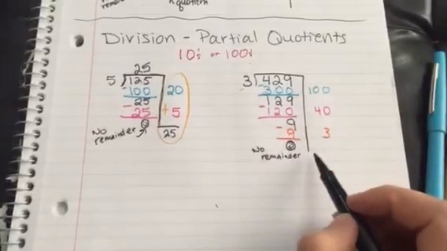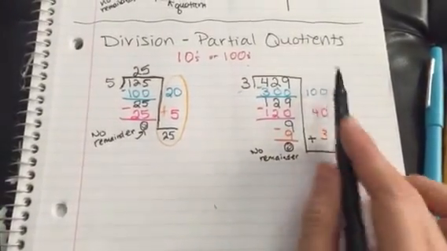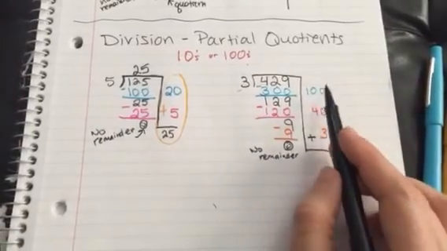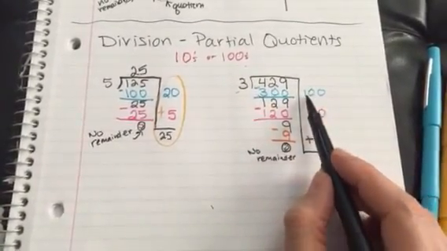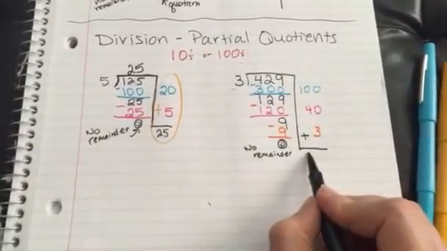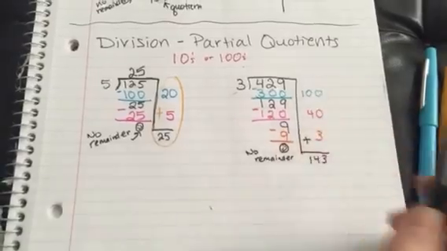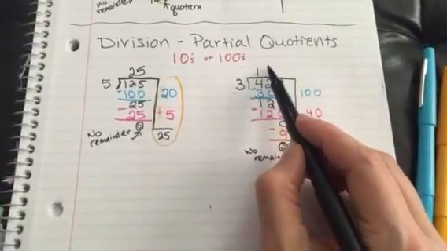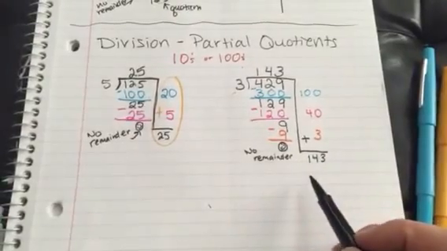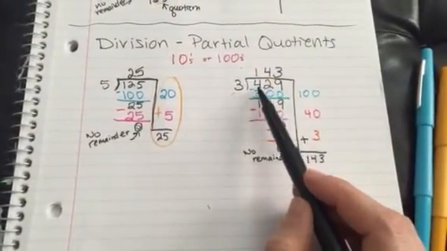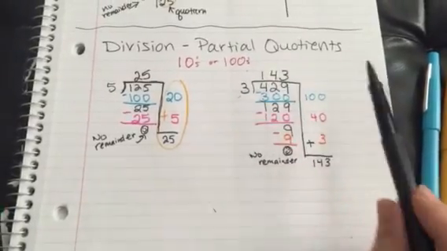Okay, and now my last step is to take the numbers that were outside of my house that I used for the partial quotients and add those together to get my full quotient. So I have 140 and 3, which gives me a quotient of 143. Now I can't forget that in division we write our quotient up on top, not just on the side for partial quotients. So 429 divided by 3 is 143.